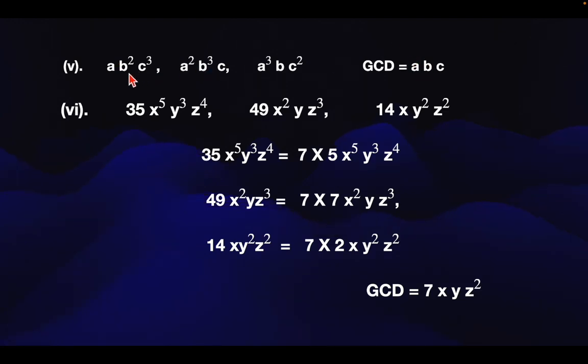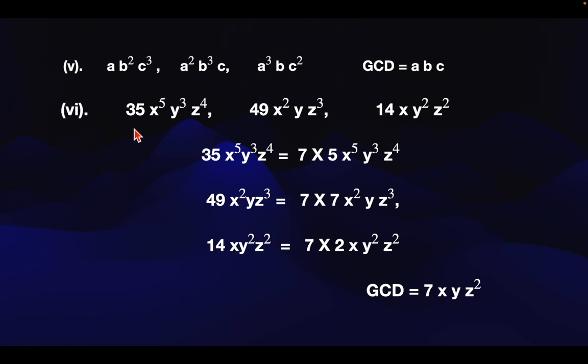Next, write down b. It is common for all three. Least power here again is 1. So b raised to 1. Even if you write b raised to 1, that is also okay, or you can leave it simply as b. If you leave it as b, it means b raised to 1. Here we have c cube, c and c square. Here again c is common and the least power is 1. Therefore GCD is a into b into c.